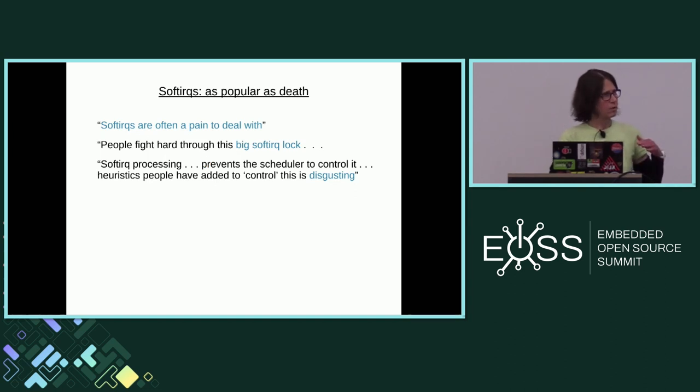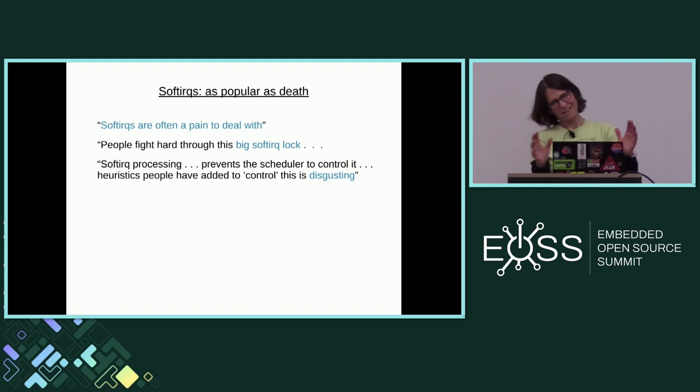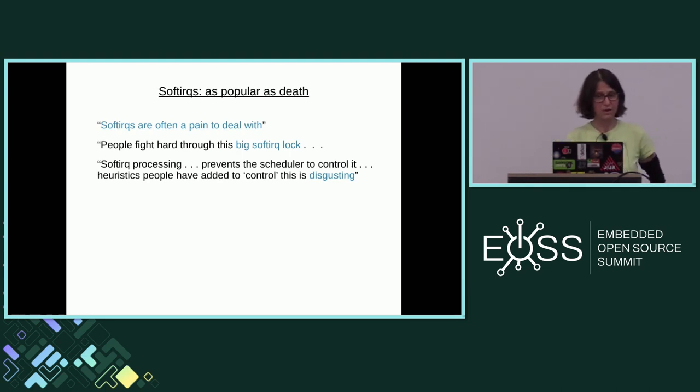The answer is that it's a well-established principle in software engineering that a lock taking and a lock release should immediately surround the data that the lock is protecting. You want to hold the lock for the minimum time possible. We are not following this principle with Softirqs. There's a function called local bottom half disable that I'll talk more about in a moment, and it is scattered all over the kernel, and people do not really know what data it's protecting, and this makes it very hard to change. And then finally, the dean of real-time Linux, Thomas Gleixner, has said that Softirq processing prevents the kernel from controlling it and the heuristics people have added are disgusting.